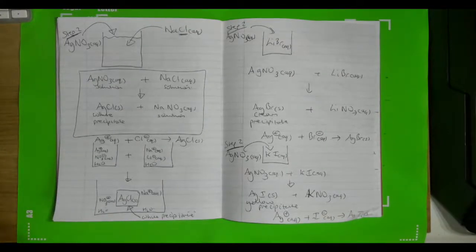So it's important, I think, that we kept that separate to the rest of 10.3, because what we're doing here is testing for the ions rather than reacting them. So I thought it was important to keep that separate.